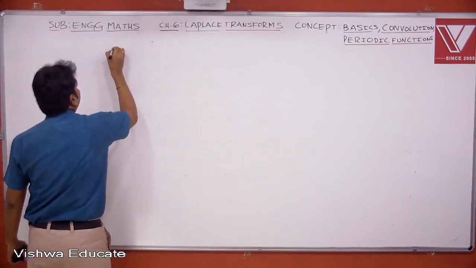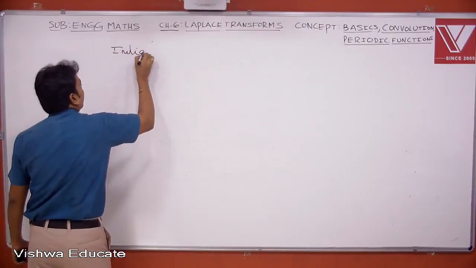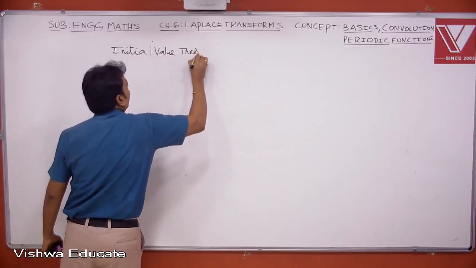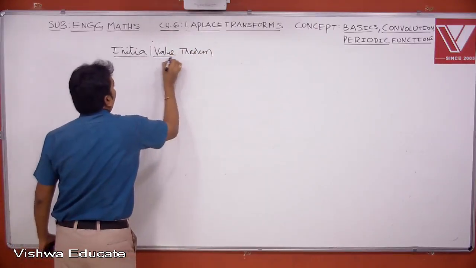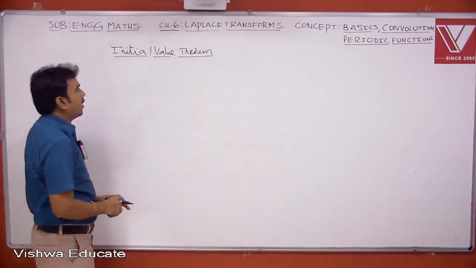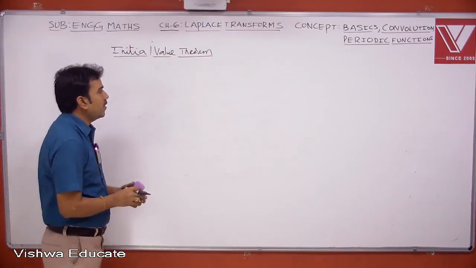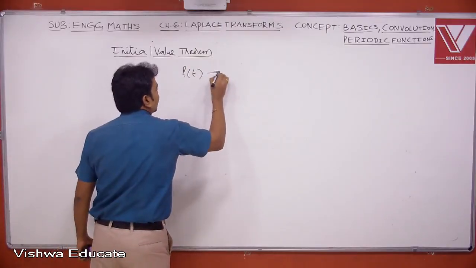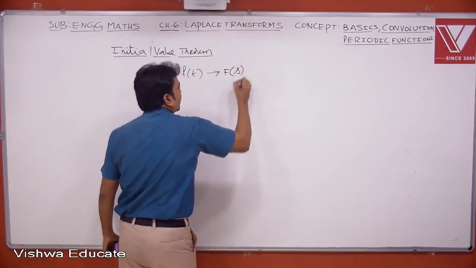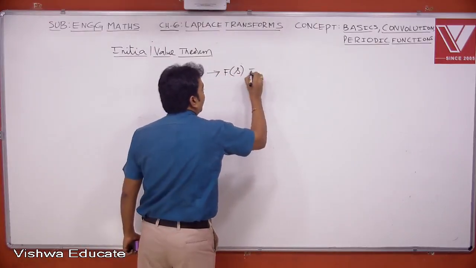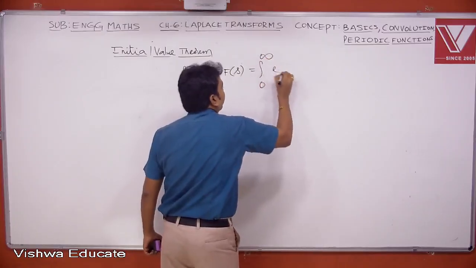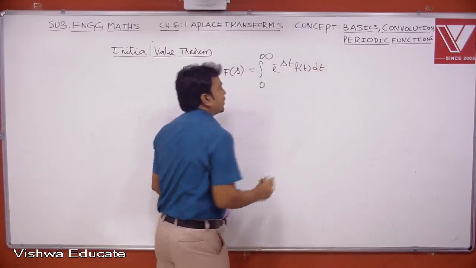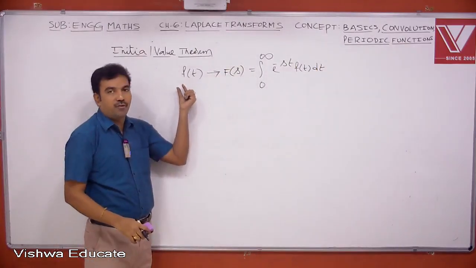Next concept, initial value theorem. Suppose f of t is a function whose Laplace transform exists. So the Laplace transform of this function is F of s, which is nothing but integral 0 to infinity e power minus st into f of t dt. This is the Laplace transform of a function small f of t.